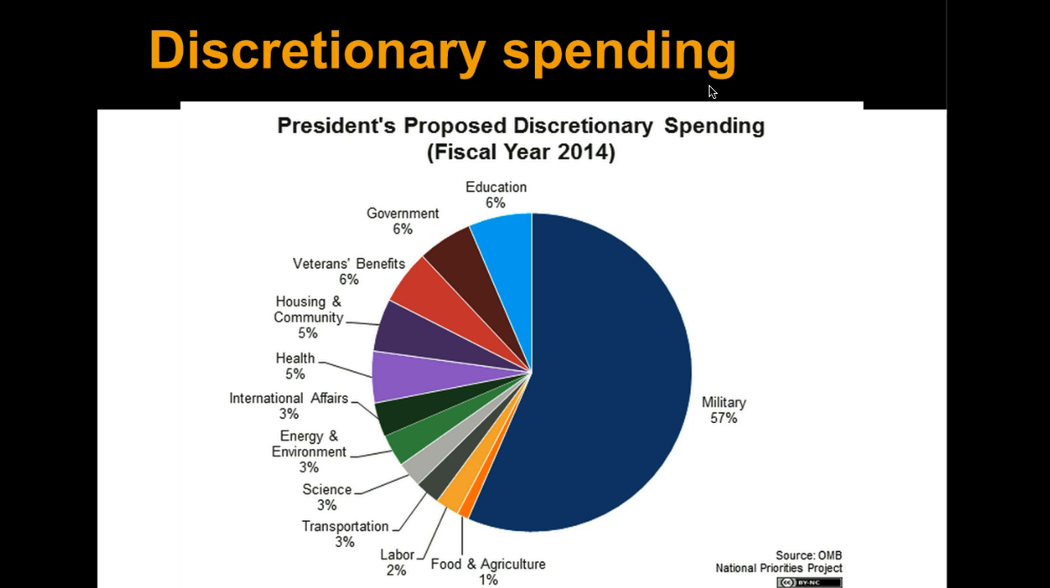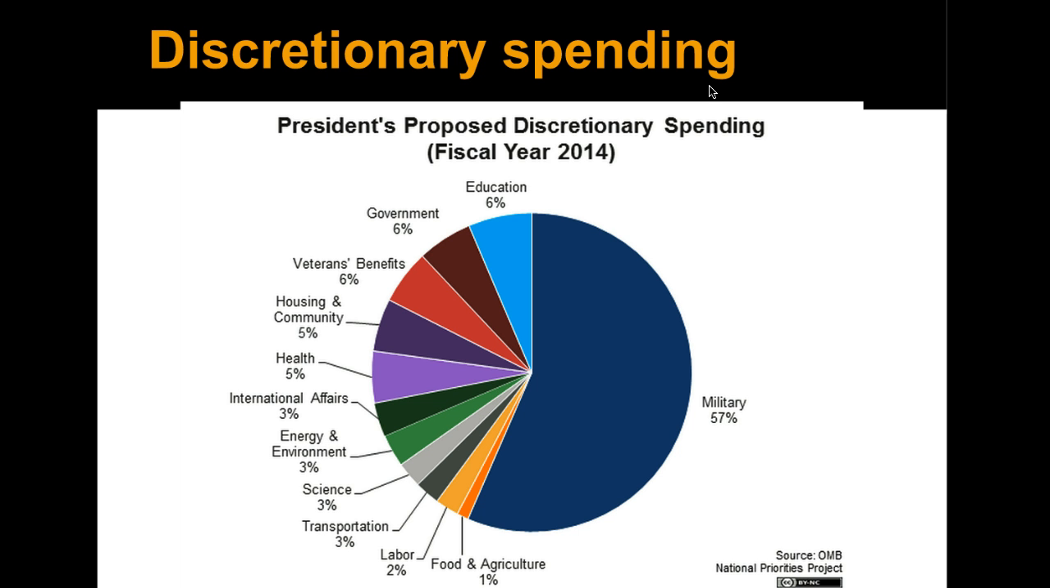So the proposed discretionary spending for 2014, you can see the largest chunk of that, of course, is military spending, as it has been for the past decade because we're involved in two wars right now. The second largest chunk is education. You can see the disparity there, 57% for military, 6% for education, 6% for government, 6% veterans benefits, housing and community, healthcare, international affairs, smaller and smaller chunks of the pie. Energy and environment, science, 3%. That makes me sad. Transportation, labor, food, and agriculture gets the smallest chunk. That's those agricultural subsidies that I was telling you guys about.